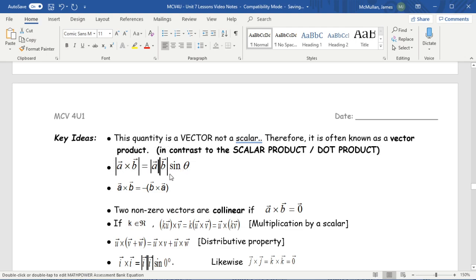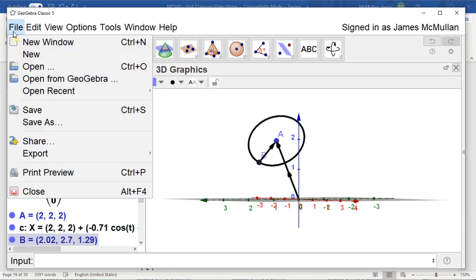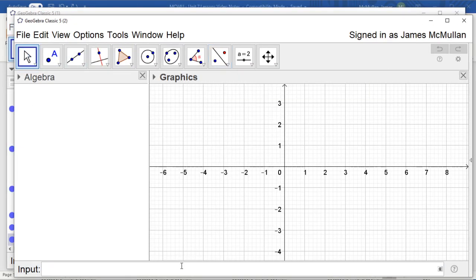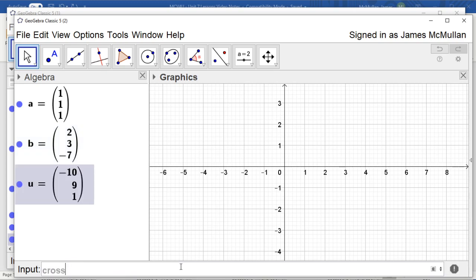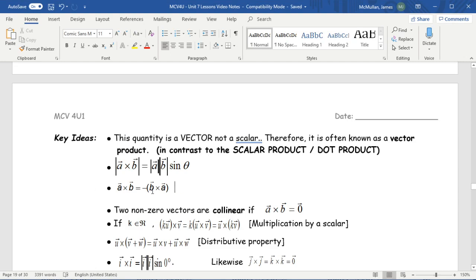The magnitude of A cross B is AB sine theta. A cross B is the opposite of B cross A. So B cross A and A cross B are very similar to each other. Just one of them is the negative version of the other. We can demonstrate that simply if we make up a vector A is 1, 1, 1, vector B is 2, 3, negative 7. We cross A and B, and then we cross B and A, and you notice, negative 10, 9, 1 versus 10, negative 9, negative 1, right? It's the exact same vector, just all the components have become the opposite sign of what they were the first time. So that's what this third one is saying.